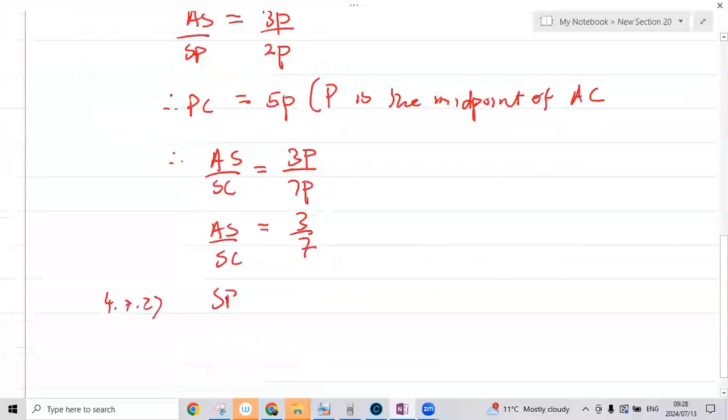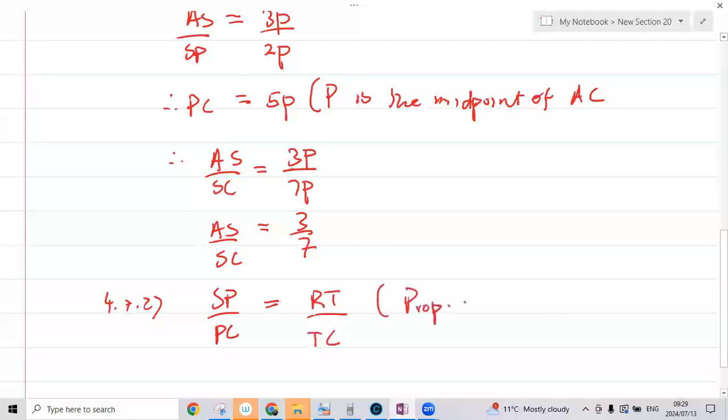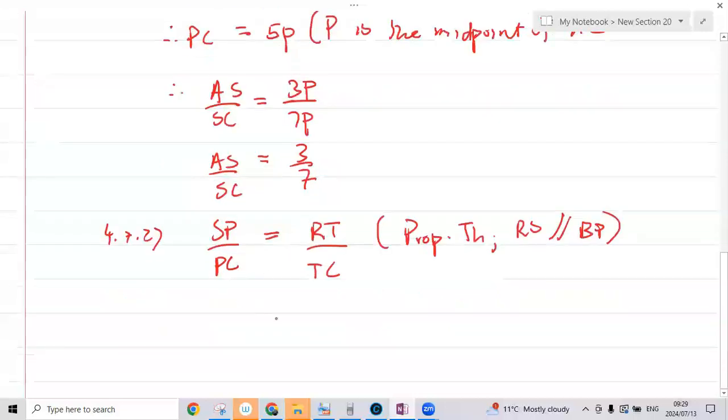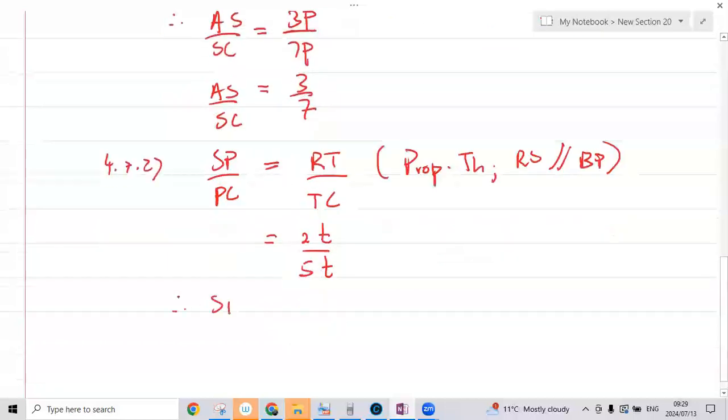We're going to say SP over PC equals RT over TC, and that will be the prop theorem. That is because RS is perpendicular to BP. And that's now going to equal 2T over 5T. We can conclude, therefore, SP over PC is going to equal 2 over 5. So that's RT over TC.